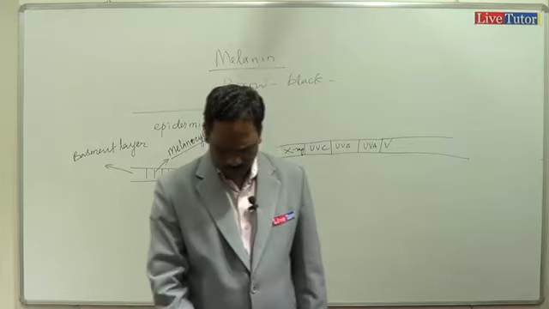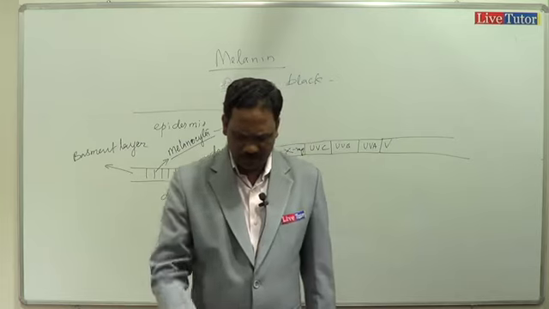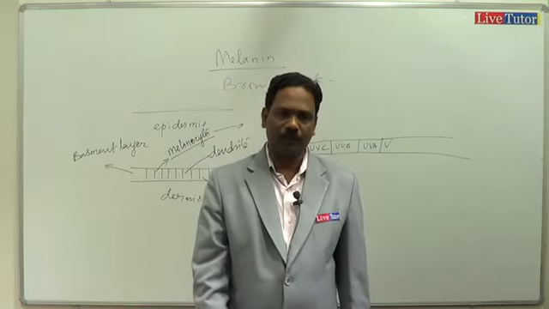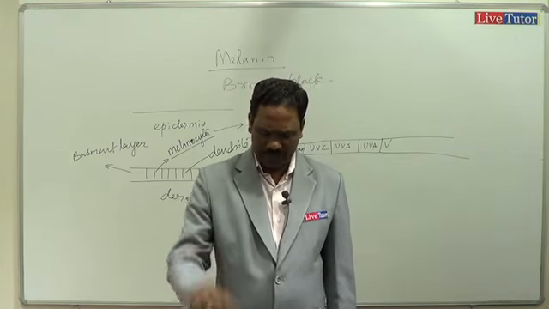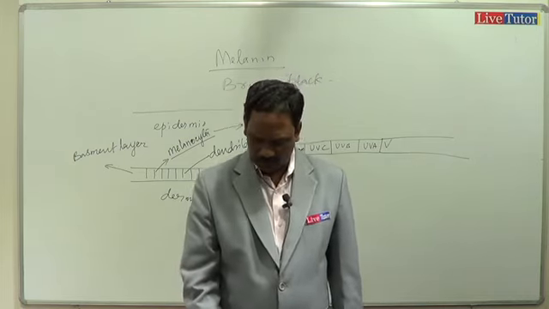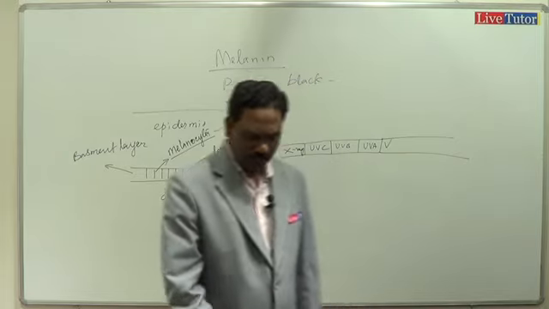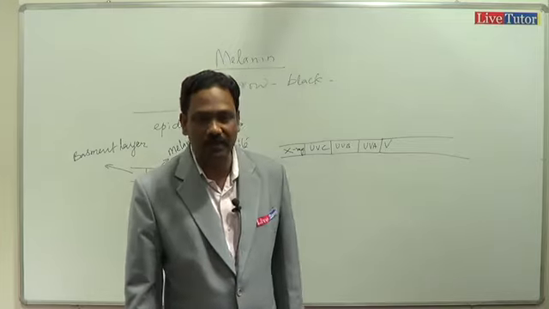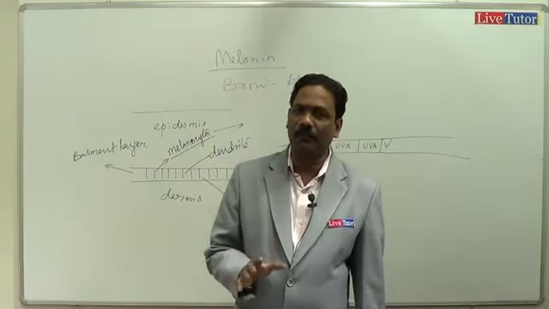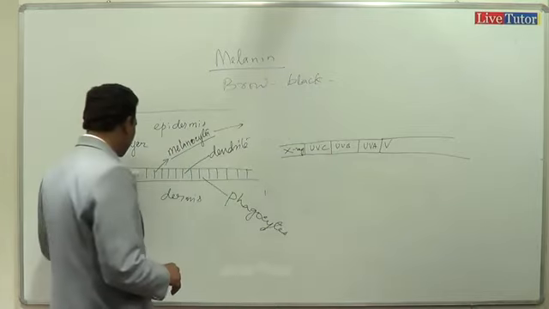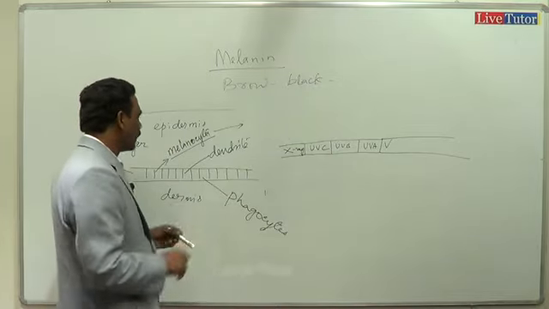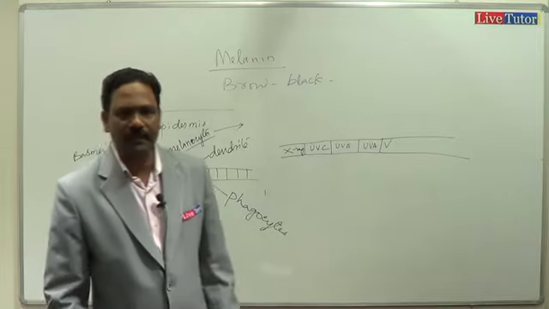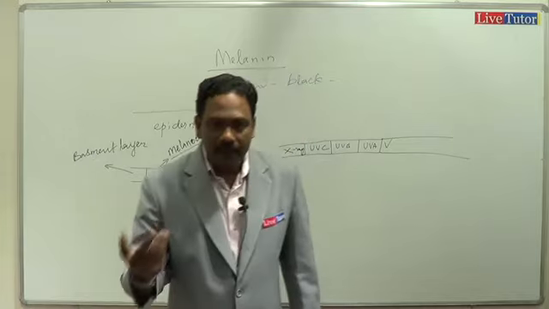What are the skin cancers? Squamous cell carcinoma, basal cell carcinoma, and malignant melanoma. Squamous cell means the squamous epithelial cells in the lowermost layer of the skin, and basal cell carcinoma is in the basement layer, where the basal cells are. And malignant melanoma means the melanocyte, the cell which secretes the melanin pigment, becomes cancerous.